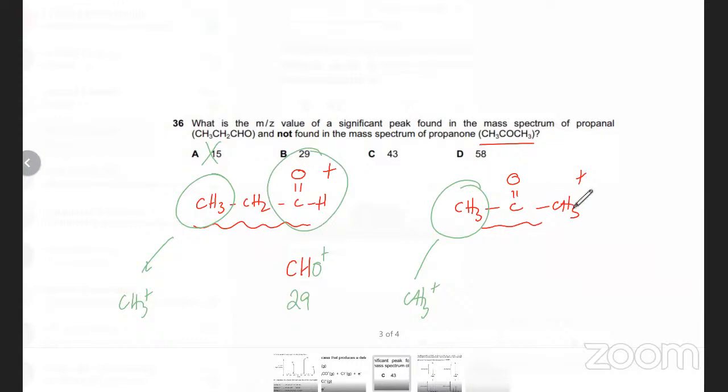So why is it not detectable? It's going to be detected in this one, right? Because the CHO fragment will be detected, right? Can you break this down into a fragment that has a mass of 29?